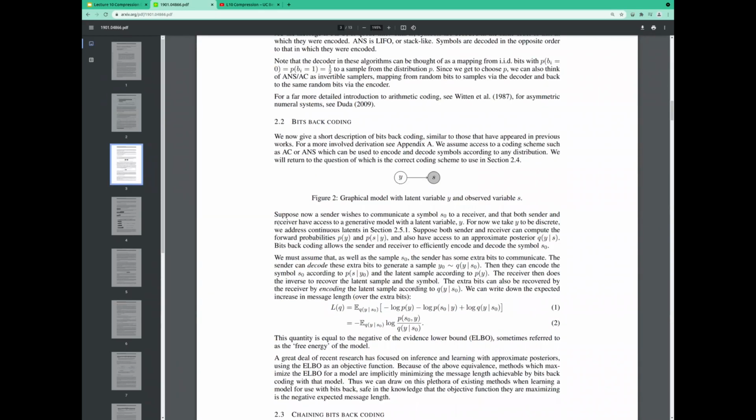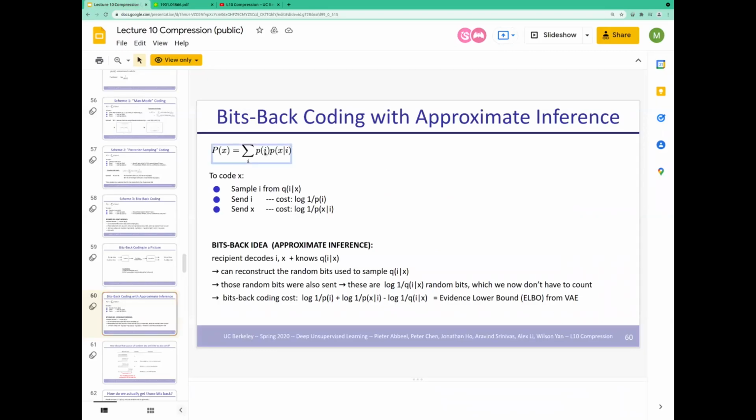But this whole paper is based on using it with a VAE, where there's a symbol, and then the symbol is dictated by a latent variable. But here we have a mixture model, so it's slightly different use case here.